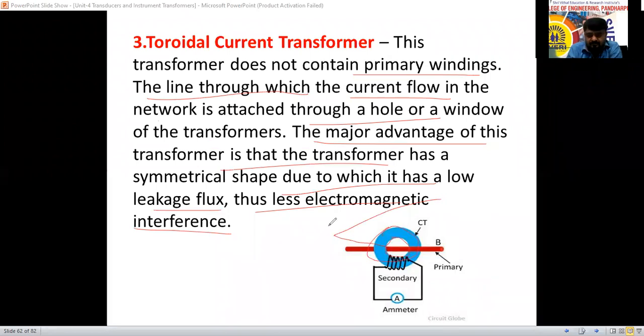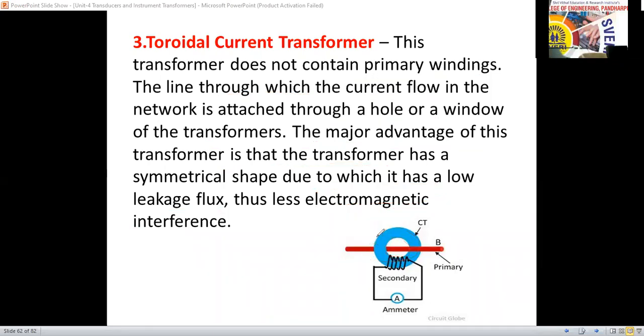Just a minute. See here, is it visible? The diagram is visible. Just a minute, you check it. I'll stop sharing here. Yes, sir.